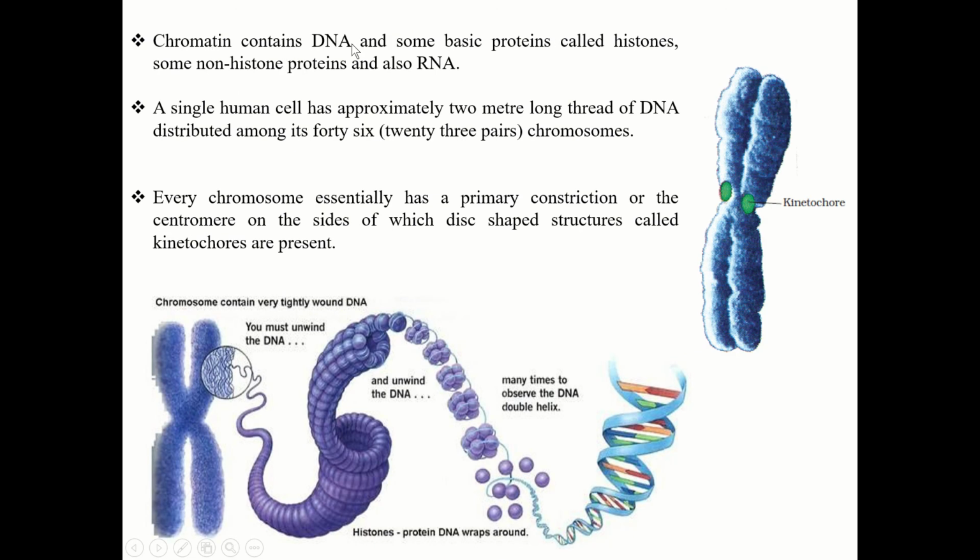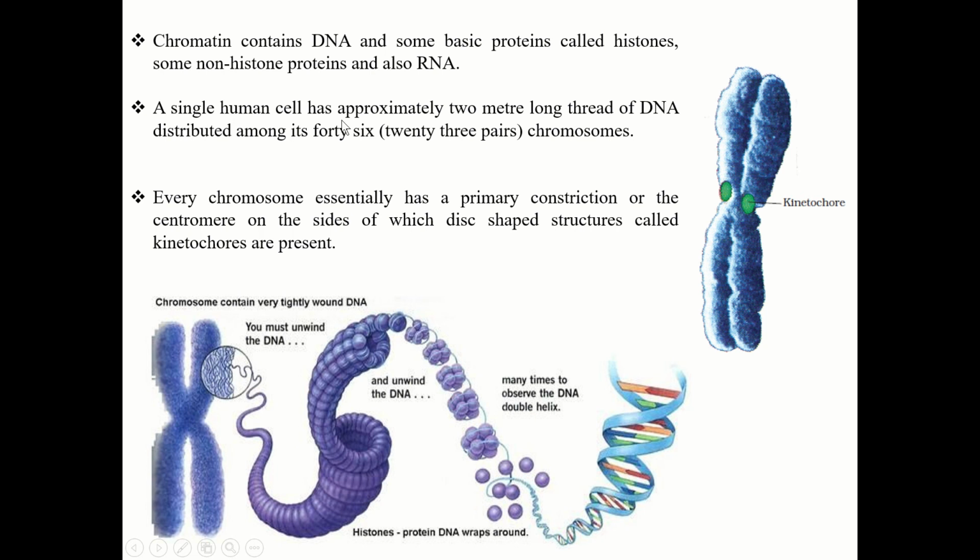Chromatin contains DNA and some basic proteins called histones, some non-histone proteins and also RNA. So this chromatin, when it condenses, becomes a chromosome. Okay, chromatin when it condenses becomes a chromosome. We call it a chromosome, and it consists of DNA. You can say it is full of DNA. Then there are some basic proteins called histones. These are the histones which help in the packaging of DNA. There are non-histone proteins and also RNA present.